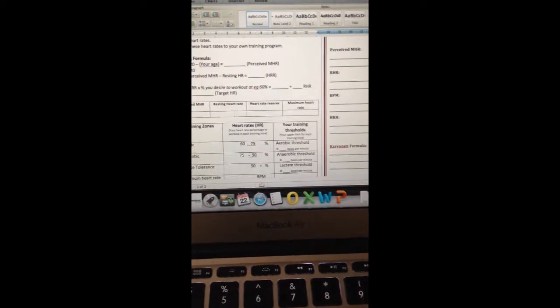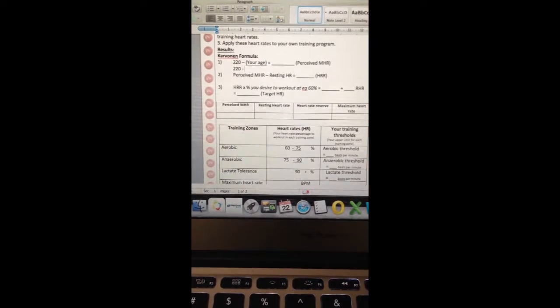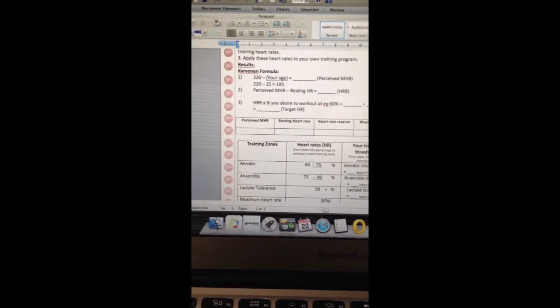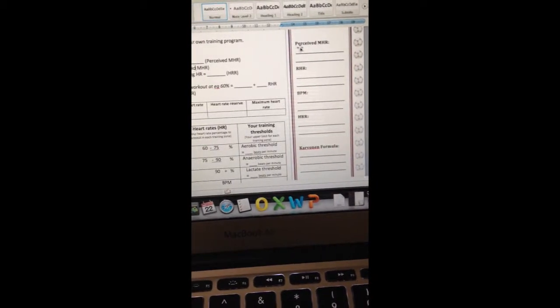Okay, so I'm going to do this for my own age because it would be great for you guys to be able to apply it yourself rather than me do it every step before you. But we've got 220 minus your age. So my age is 25. So 220 minus 25 is 195. Now that is my perceived maximum heart rate. Oh, and we've got a typo up here. Guys, if you want to fill in perceived maximum heart rate over here in your glossaries, it is just your estimated maximum heart rate.